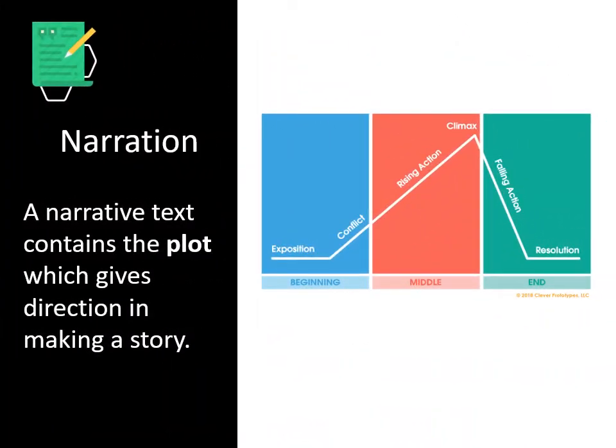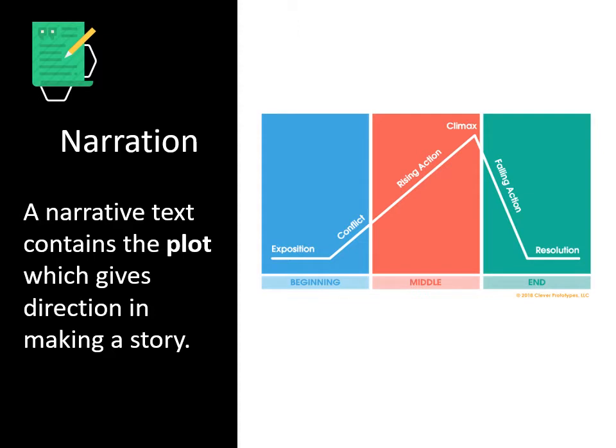The first pattern that we have is what we call narration. So what is narration pattern? A narrative text contains the plot which gives direction in making a story. Question is, what is a plot? When we say plot, it pertains to the series of events in a story. Because when you write a narrative text, you are telling a story. It might be an experience of other people or your own experience. So in other words, it's just telling a story, your story.